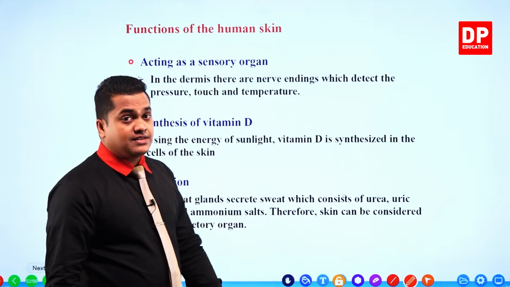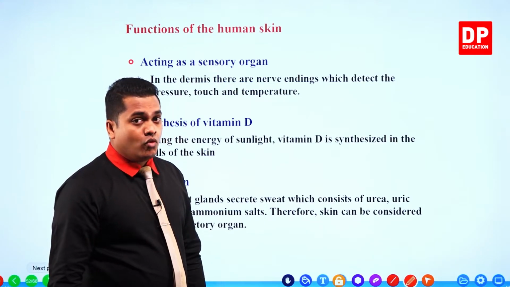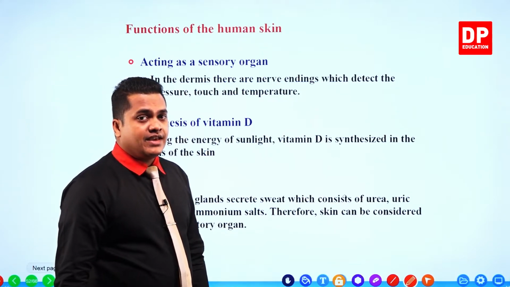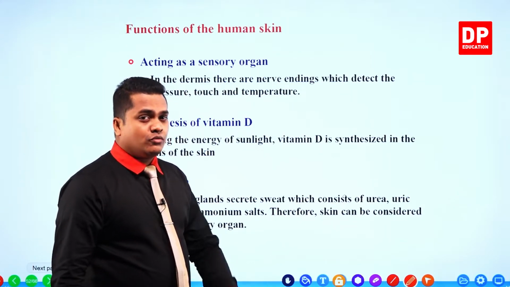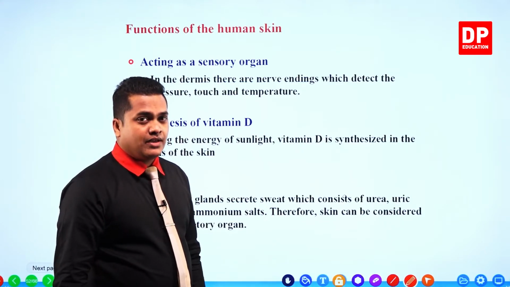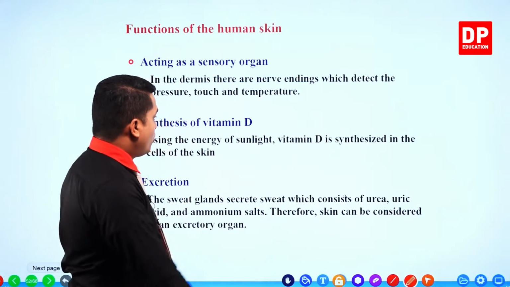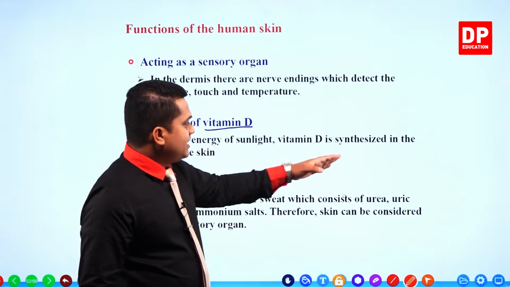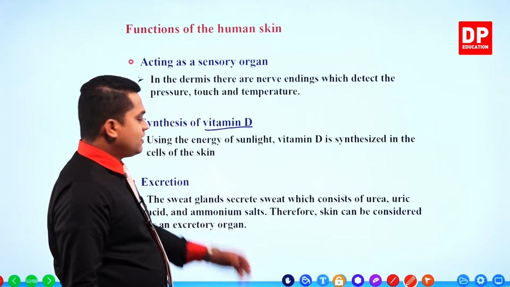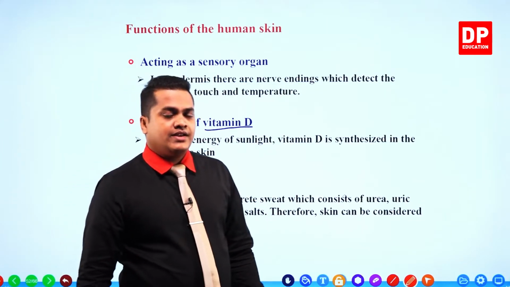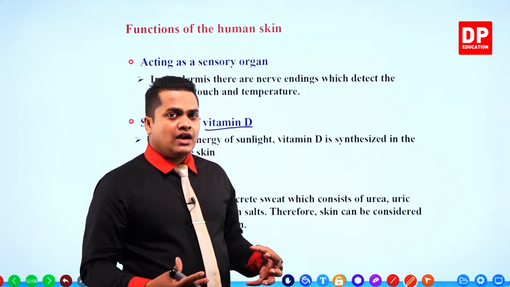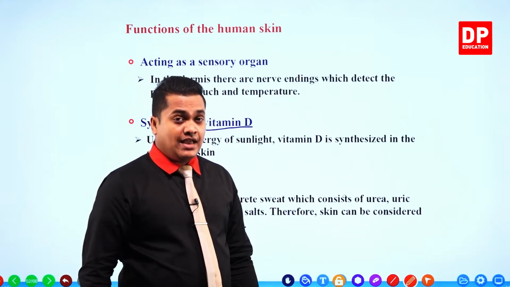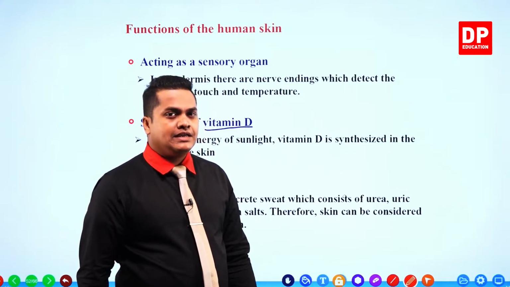Then synthesis of vitamin D, a most important factor, right? When our skin is getting exposed to sunlight by the absorption of UV rays through the melanin pigments, our skin is going to produce vitamin D. So using the energy of sunlight, vitamin D is synthesized in the cells of the skin. So in our cells, by using the solar radiation or solar energy, vitamin D is getting produced. So skin helps in production of vitamin D.